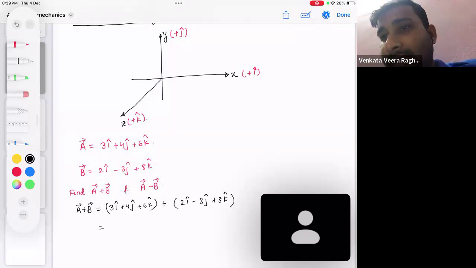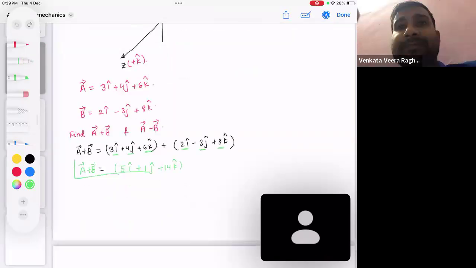Is that clear? So what is the i cap component here and the i cap component here? 3 and 2. So what are we going to get? 3 plus 2, 5 i cap. See, what is the j cap component here? Plus 4. Here it is minus 3. How much will we get? 4 minus 3, 1 j cap. 6 plus 8, what are we getting? 14 k cap. So this is what we have as the a plus b vector.